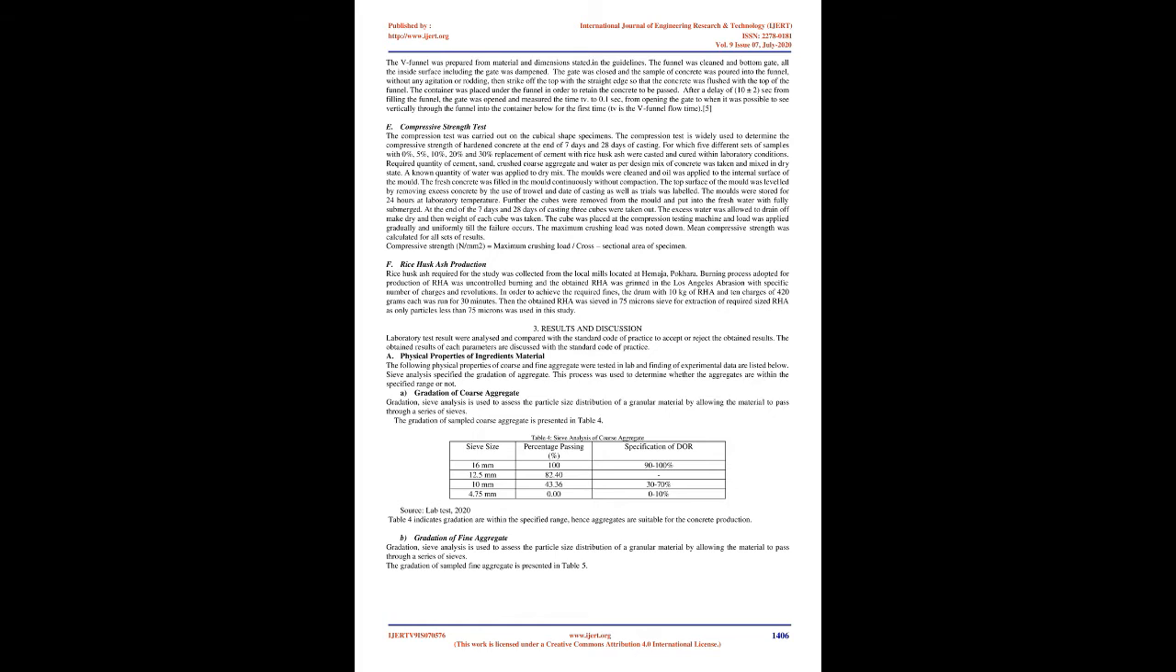Desegregation resistance test. Figure 3, V-funnel apparatus. All dimensions are in mm. The V-funnel was prepared from material and dimensions stated in the guidelines. The funnel was cleaned and all the inside surfaces, including the gate, were dampened. The gate was closed and the sample of concrete was poured into the funnel without any agitation or rodding, then the top was struck off with the straight edge so that the concrete was flush with the top of the funnel.